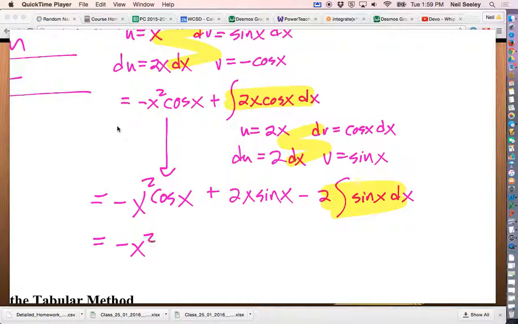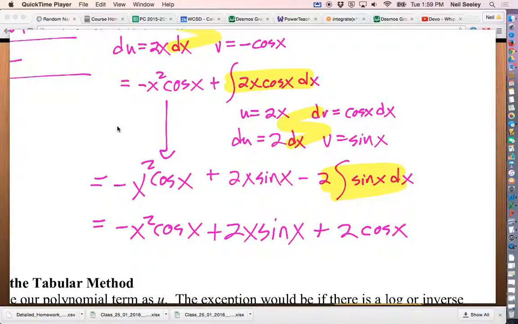Negative x squared cosine of x plus 2x sine x, and minus the integral of sine is cosine. But it's negative. The derivative of cosine is negative sine, so I think we get another sign change, right? Plus c. Holy macaroni. I like that one though. It looks cool. We just integrated by parts twice.